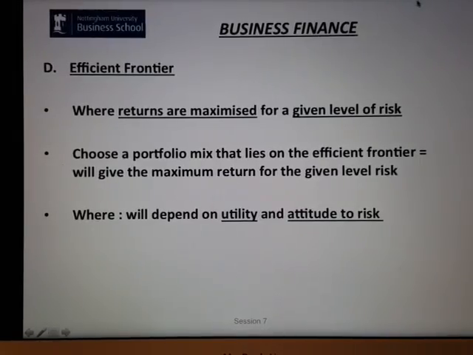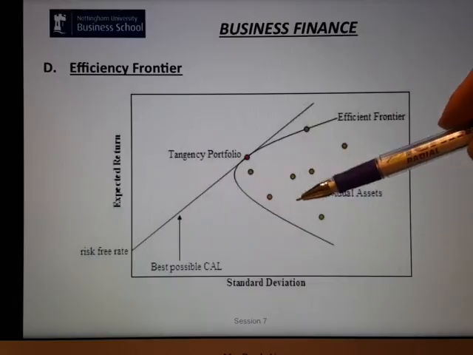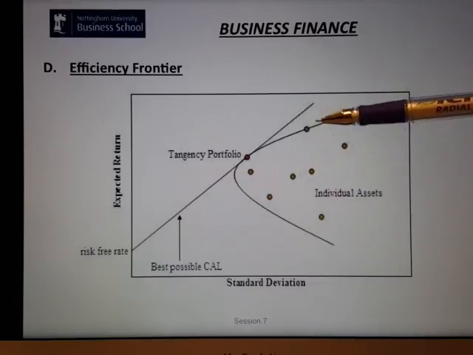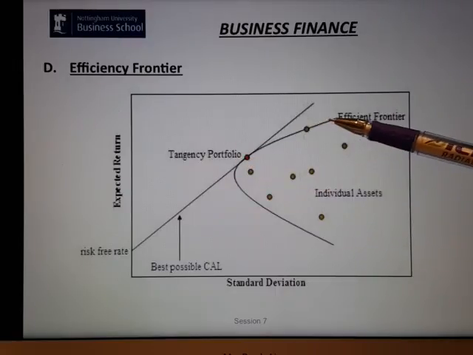This is the description of the efficient frontier based on what I have discussed just now, where returns are maximized for a given level of risk. Choose a portfolio mix that lies on the efficient frontier to give maximum return for a given risk. I explain again: low risk, low return; high risk, high return. Don't just get stuck here. You didn't maximize your return. Here you didn't maximize your risk.